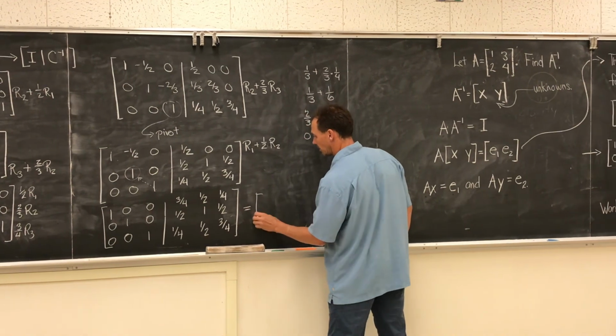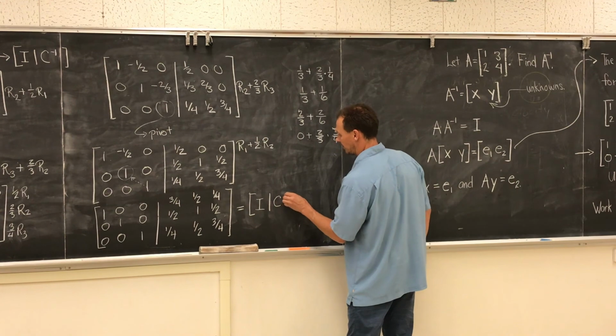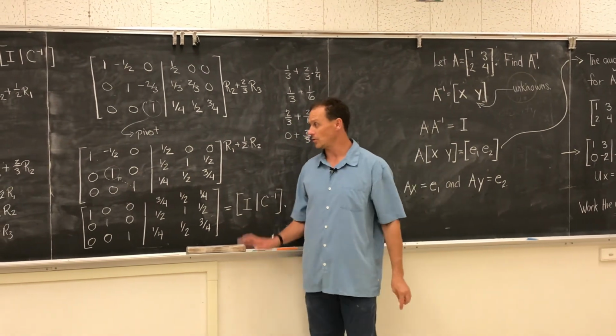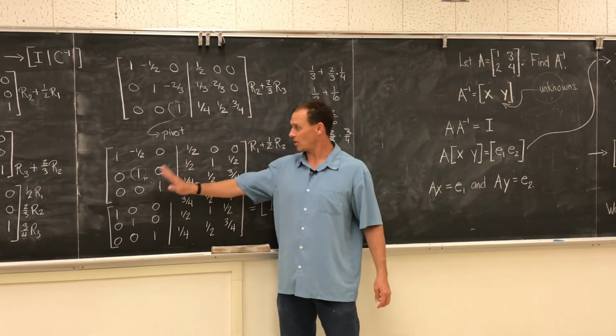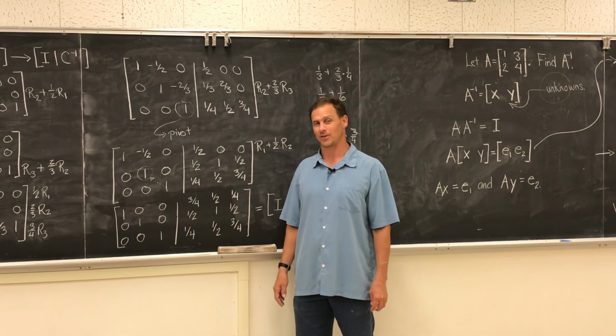We are now to the augmented matrix of A, A inverse. And that is how you use Gauss-Jordan elimination to solve a problem, and in this case, find the inverse of a matrix.